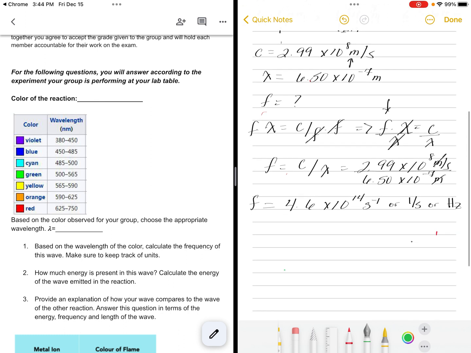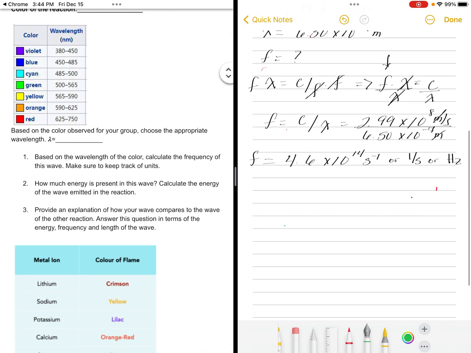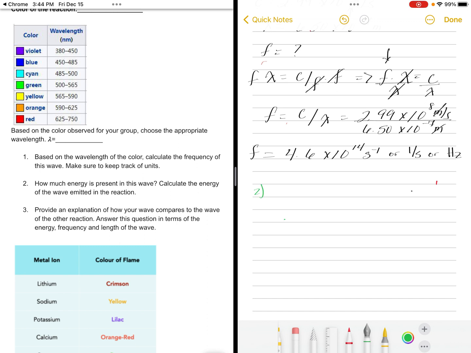All right, let's move on to question number 2. Question number 2 says, how much energy is present in this wave? Calculate the energy of the wave emitted in the reaction. Well, from your notes, you should have known that the energy of a wave is equal to Planck's constant times the frequency of the wave. Now, we already figured out the frequency. It's here. In this case, it's interchangeable.